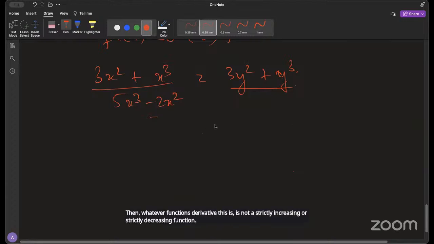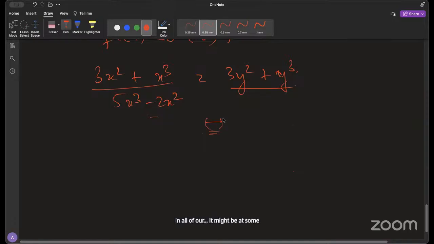In the whole of R, it might be increasing or decreasing at some interval. Then you'll have to test the sign of this, right? Then you have to look for the signs of when this whole thing is positive and when this is negative.